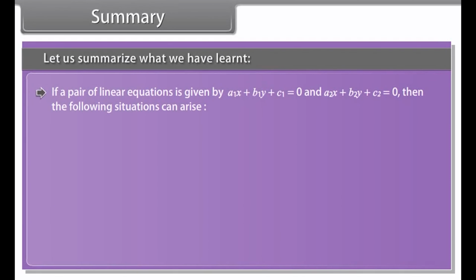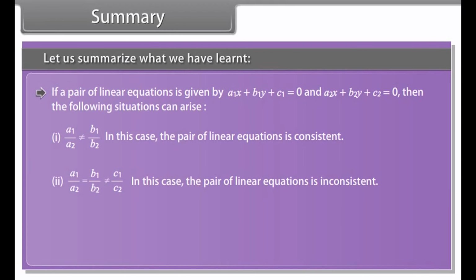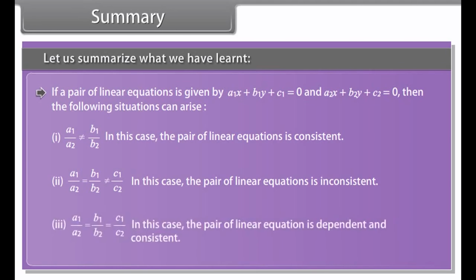If a pair of linear equations is given by a1x plus b1y plus c1 is equal to 0 and a2x plus b2y plus c2 is equal to 0, then the following situations can arise. 1. In this case, the pair of linear equations is consistent. 2. In this case, the pair of linear equations is inconsistent. 3. In this case, the pair of linear equations is dependent and consistent.